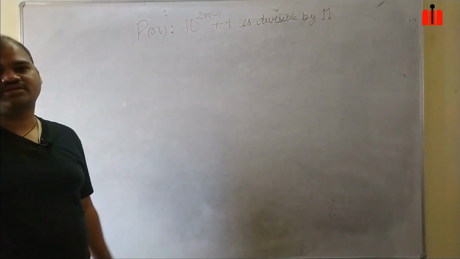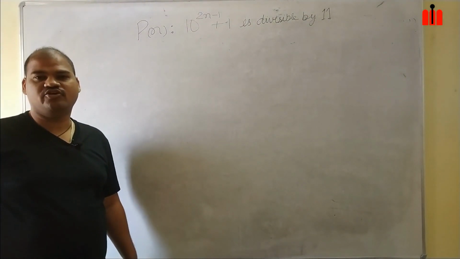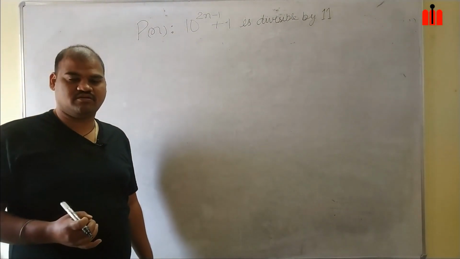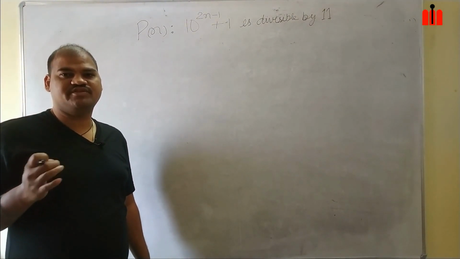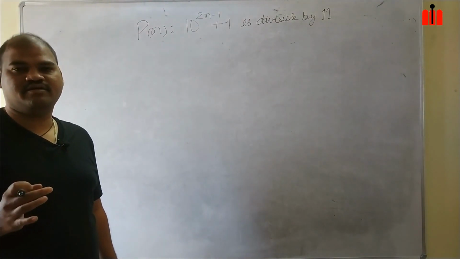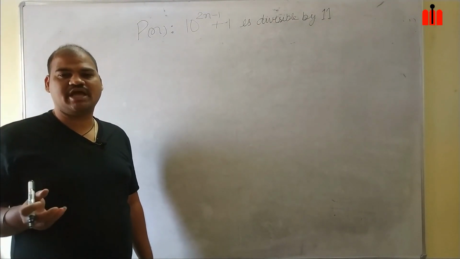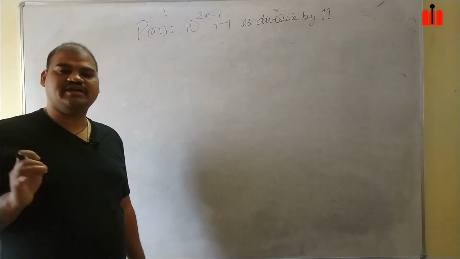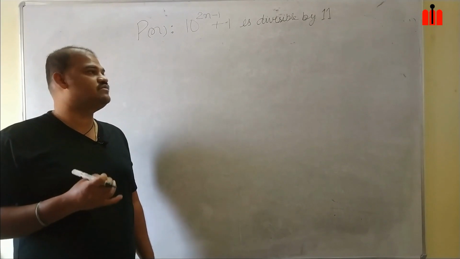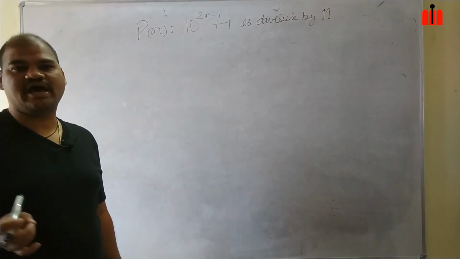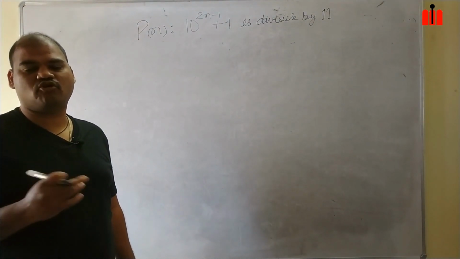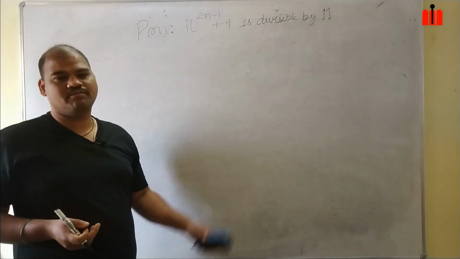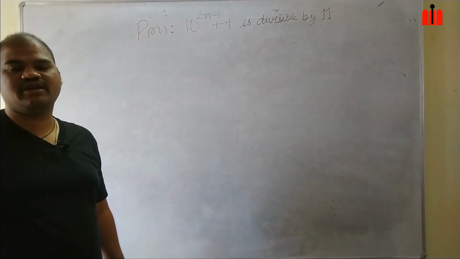So my problem is a statement Pn: 10 to the power of 2n minus 1, plus 1, is divisible by 11. This is the same type of problem we solved in problem number 8. In problem number 8 it was divisible by 3, here it is divisible by 11. So my RHS will be 11k, whereas in problem 8 it was 3k because it was divisible by 3.